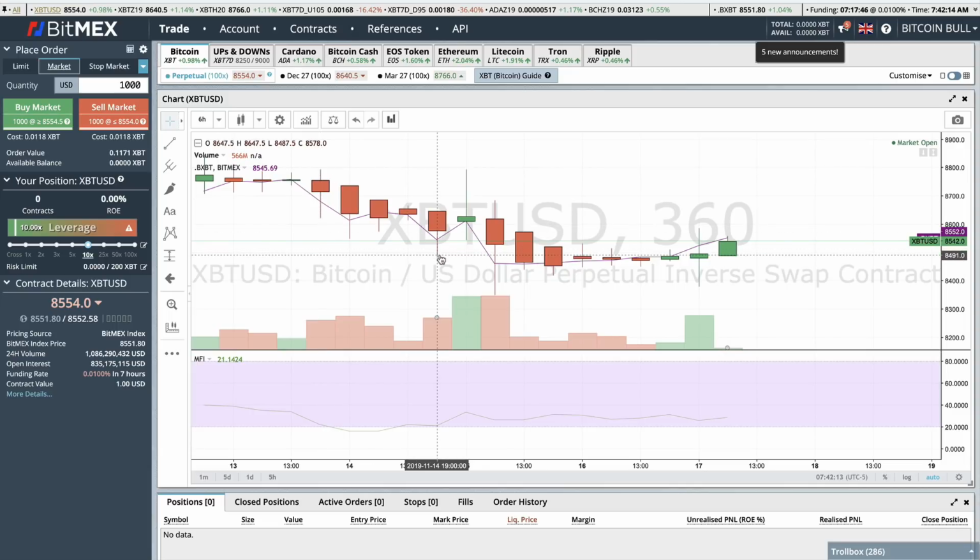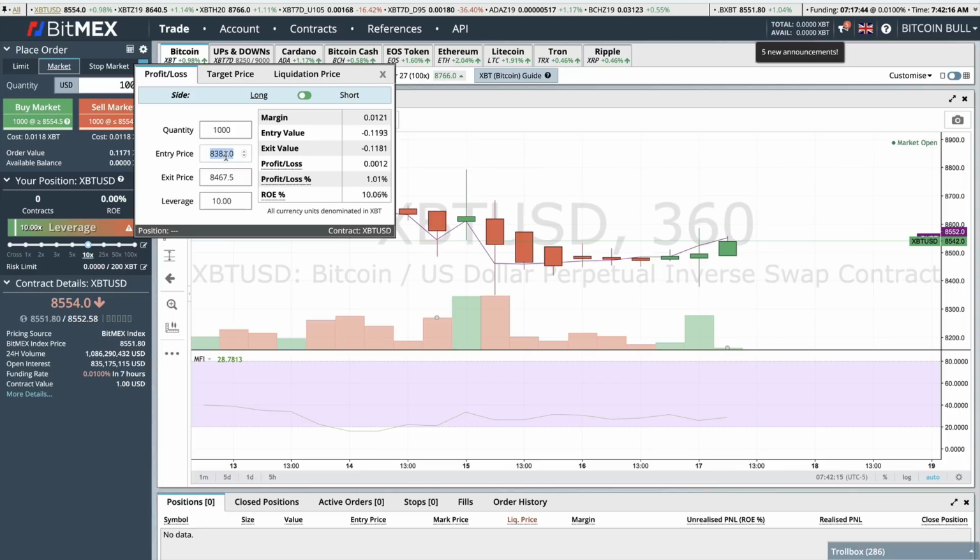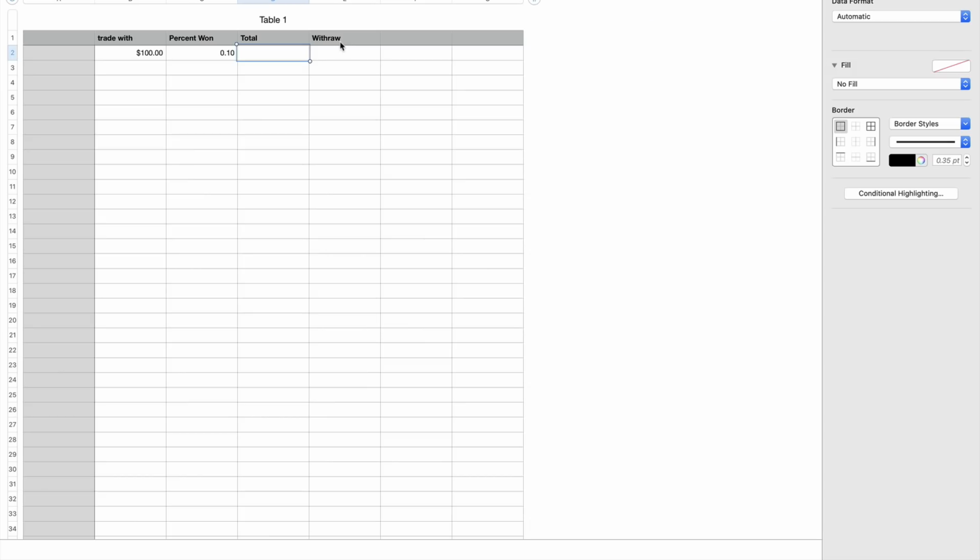8792, 8491, right? But in this case, we're shorting. We're making 3.53%. We just made a 35% return on investment. Okay, so you can make more. You can make 35%.